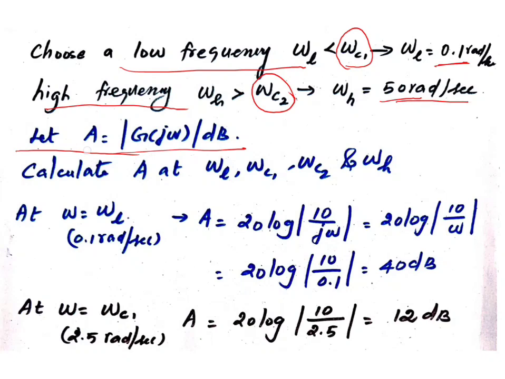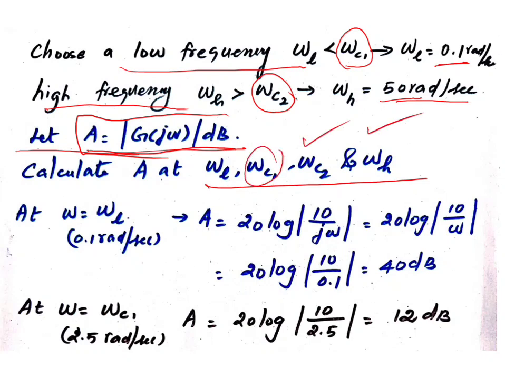So A is equal to magnitude of G of j omega in dB. Now we have to calculate gain at four different frequencies, that is omega L, that is low, omega C1, omega C2, and high frequency. First we start with the low frequency. Low frequency we assumed 0.1 radian. So we are going to find the gain.